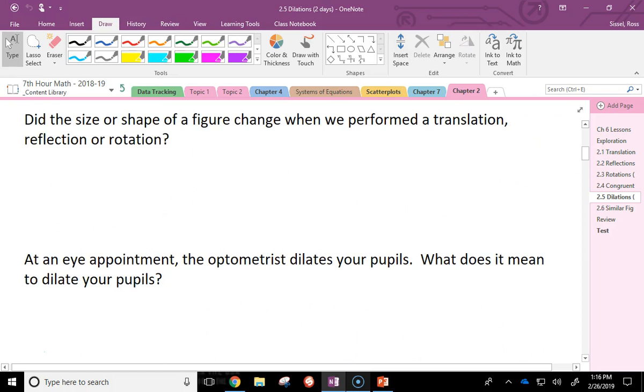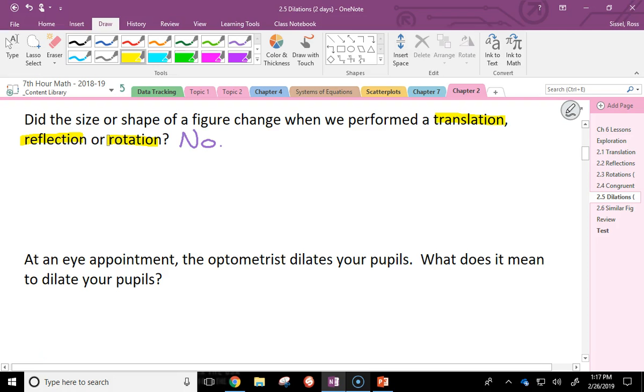When we did a translation yesterday, or a reflection, or a rotation, did we change the size or shape of the items? Did we change the size or shape? No. So the first thing is no. When we did translations, reflections, and rotations, our shape stayed the same size, same shape. We just changed its location.